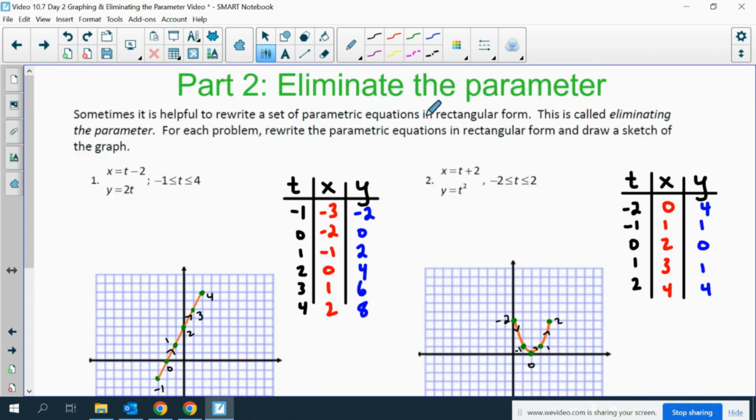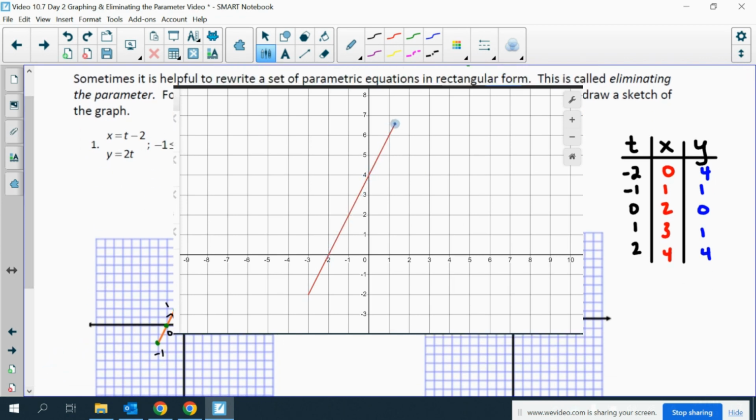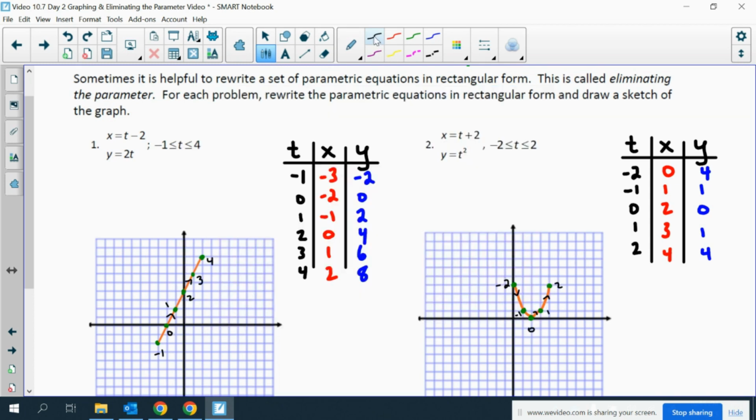Now, part 2, eliminating the parameter. You can graph these parametric equations, both problem 1 and problem 2, very similarly to the things in part 1. But what we want to be able to do is understand how to eliminate the parameter. So what we need to do is essentially solve a system of equations by substitution to get rid of the t.